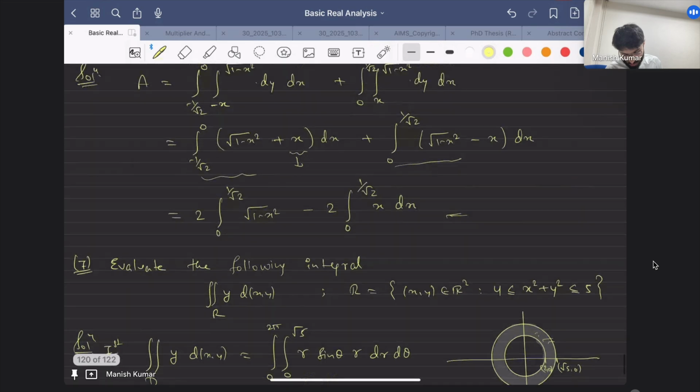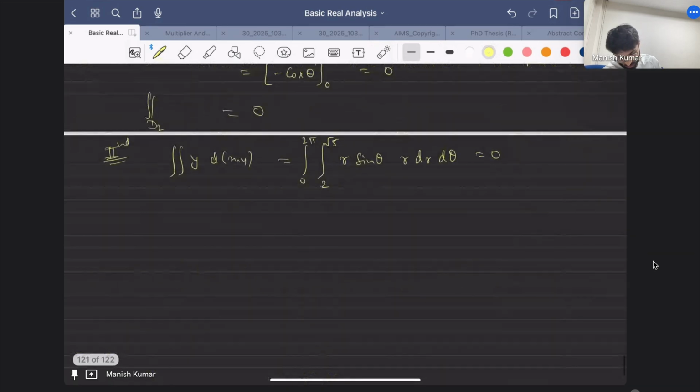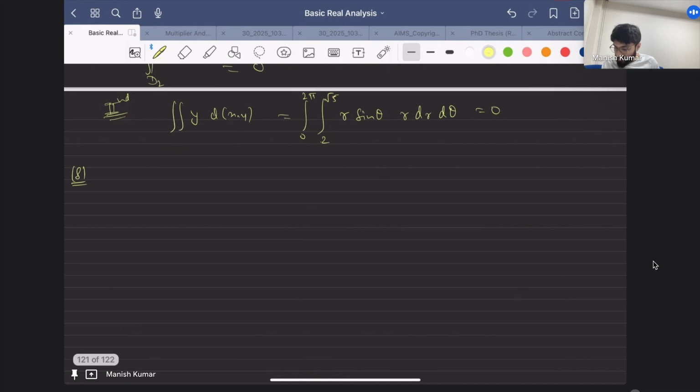Okay, so let's go to the next problem. What else? Okay, now this, what do we have? Okay, so this one. So compute.